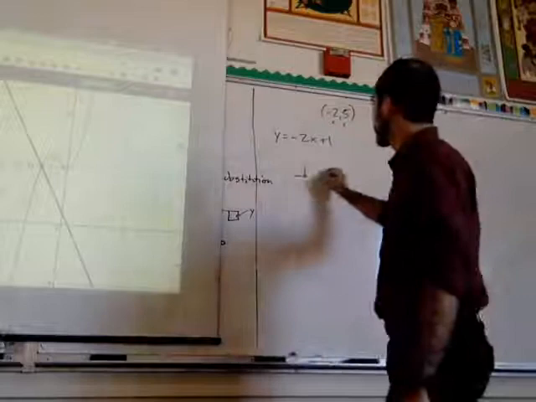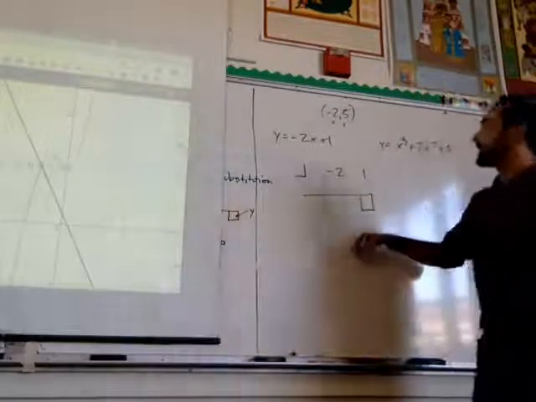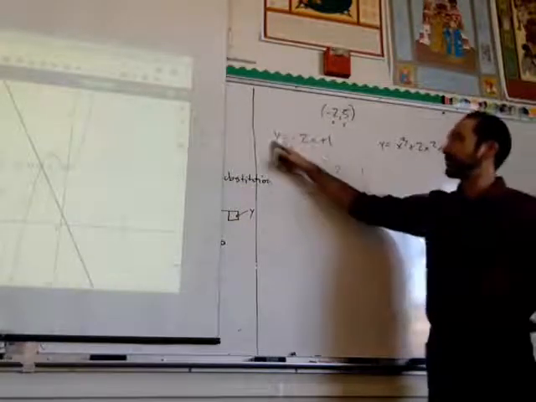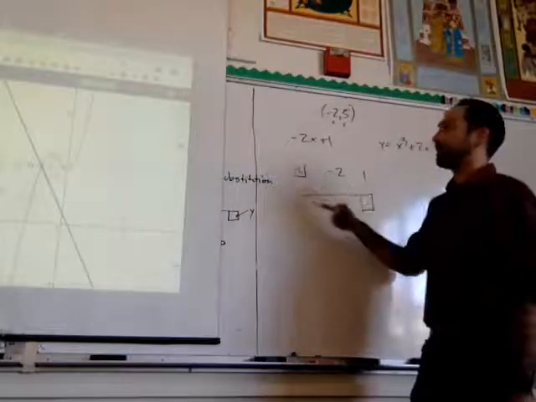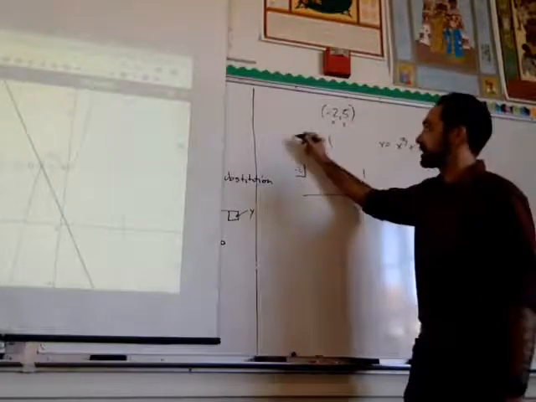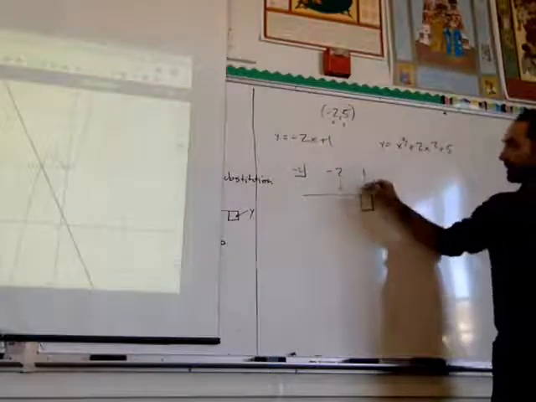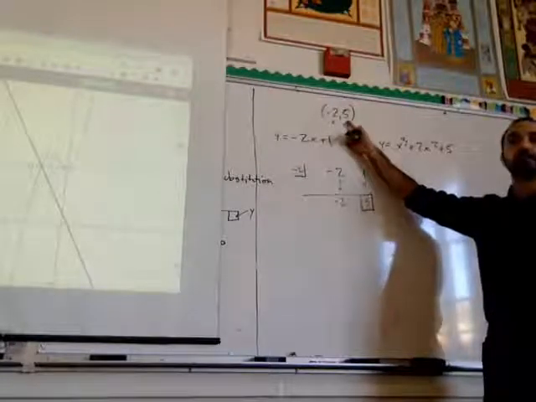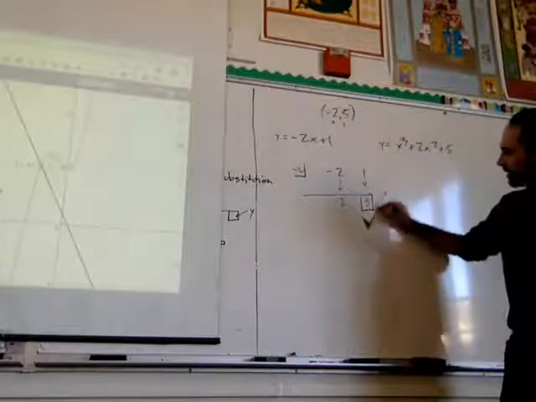So what I'm going to do is put negative 2, and put 1. And what I'm checking is, when I substitute in negative 2, what do I end up with for my y? You're finding a solution there, and really what we're finding is the solution for y. So let's do it. Drop it, multiply it, answer, 5. Does 5 match what we had up here? Yes. So I know that this is a big check mark.